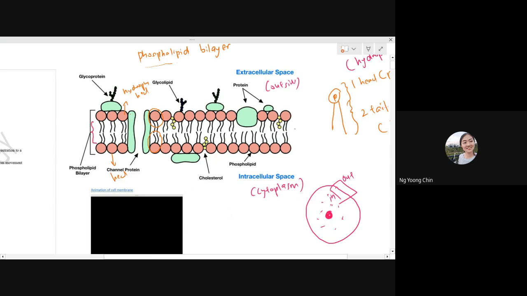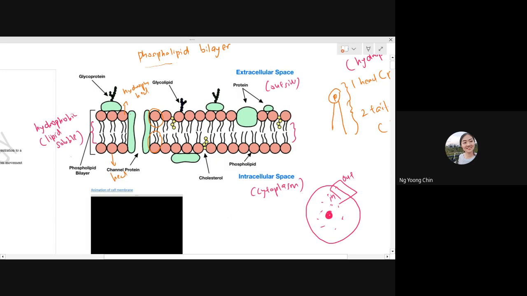This is called the hydrophobic region. They hate water a lot, but they are soluble in lipid. Because they contain two fatty acids, they are lipid soluble. Lipid soluble means that they allow any lipid soluble particle to pass through the plasma membrane.